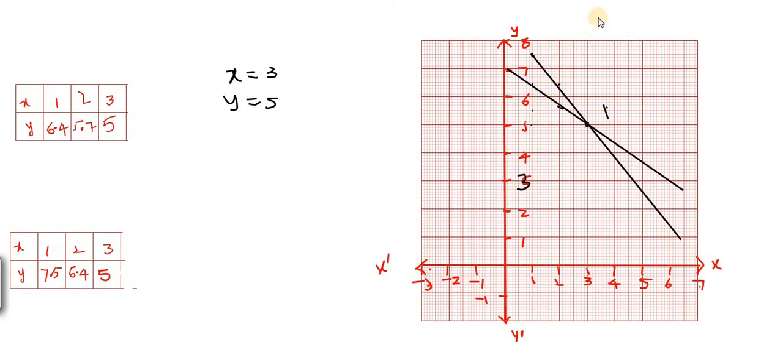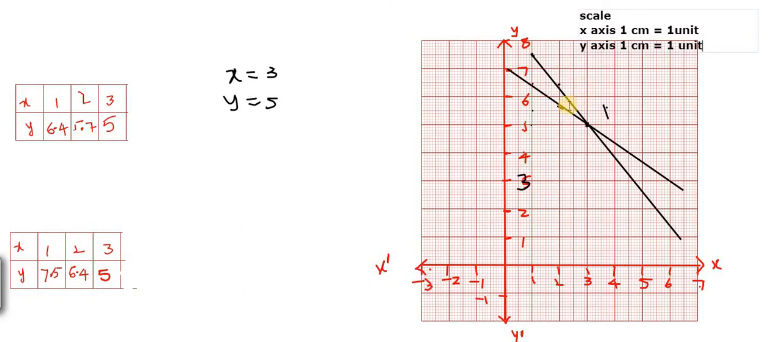Okay. So also you need to write the scale. Write the scale. So scale: x-axis 1 centimeter is equal to 1 unit, and y-axis 1 centimeter is equal to 1 unit. So write the scale also.